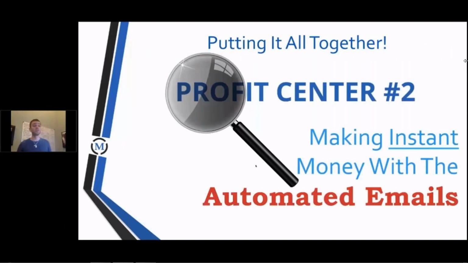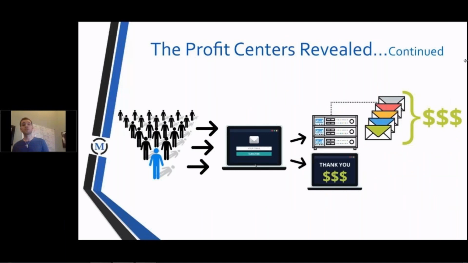Profit center number 2 is making money with automated emails. That would be the autoresponders. That would be literally you being able to set it and forget it. Let's take a look at the profit centers revealed here. Profit center number 2. Super, super important because as you see, as the funnel goes through, you have these automated emails. They go out and they start making money for you.